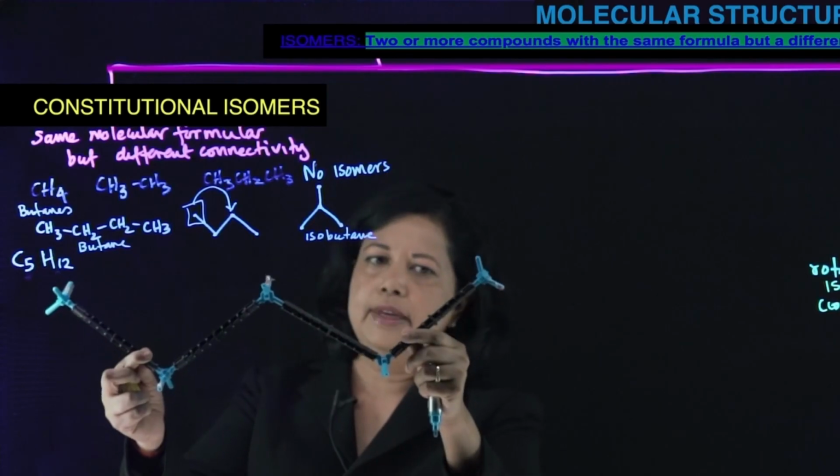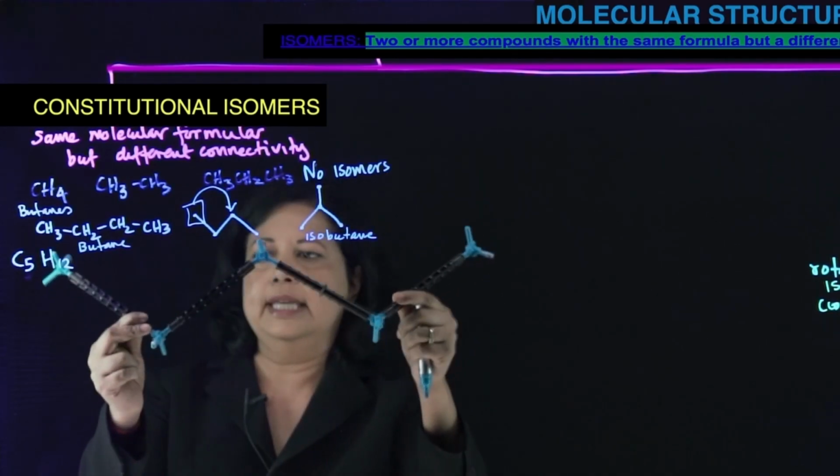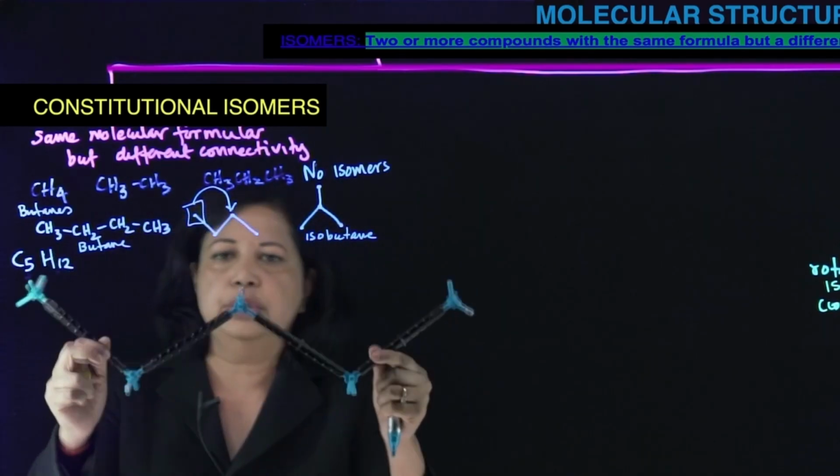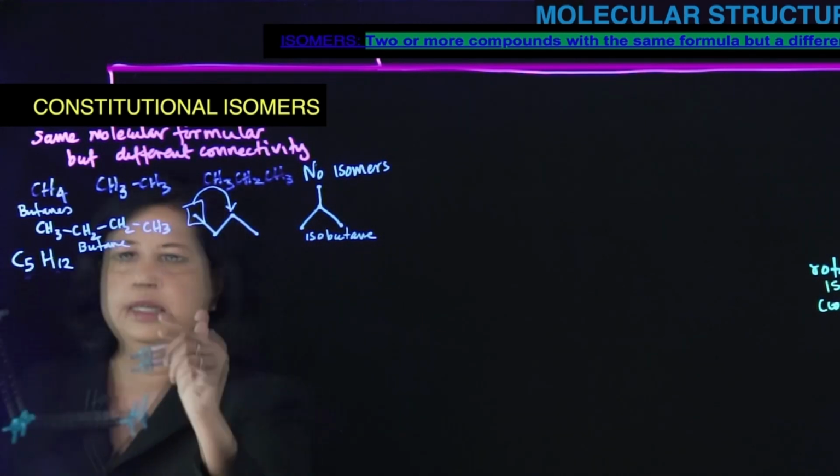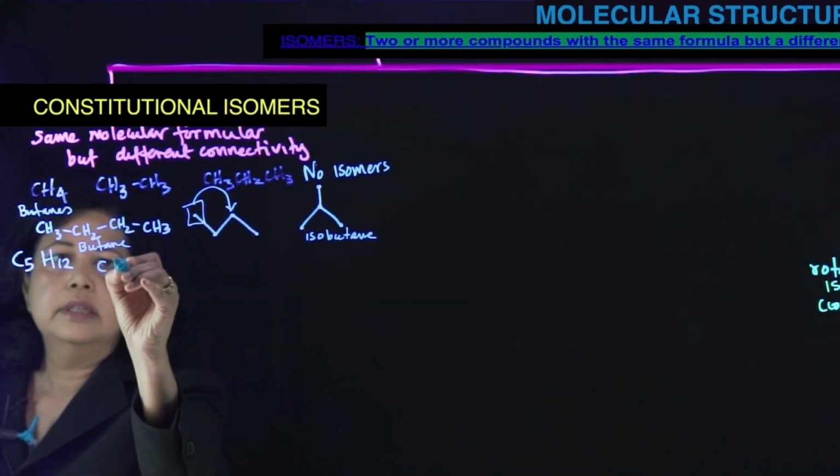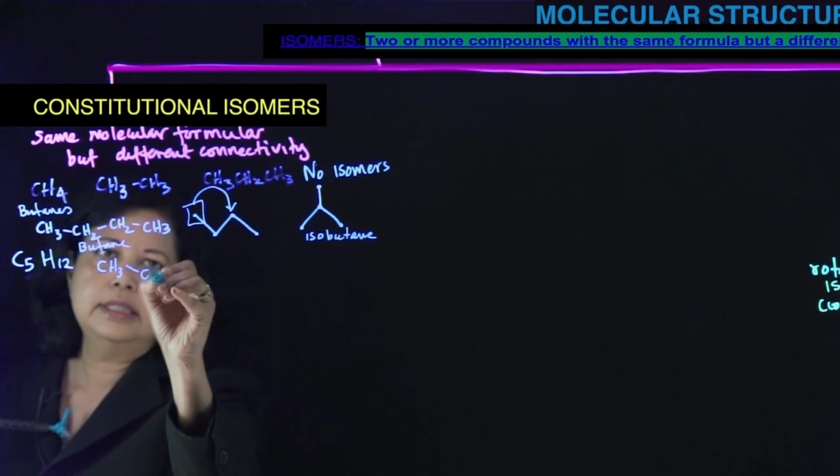So C5H12, we can draw this out. CH3, CH2, CH2, CH2, CH3, right? So let's draw that out. CH3, CH2.